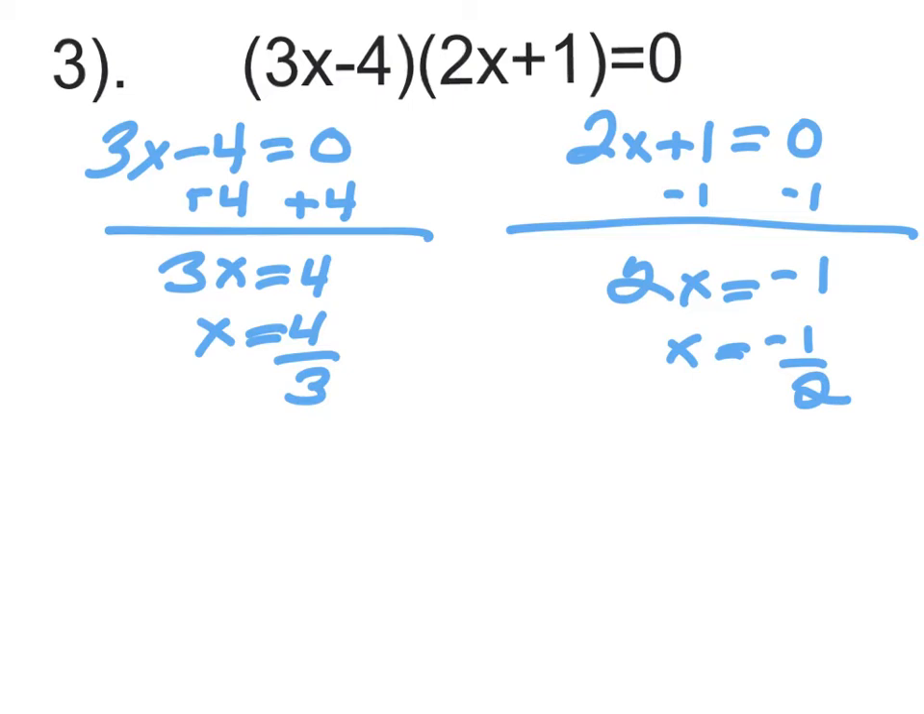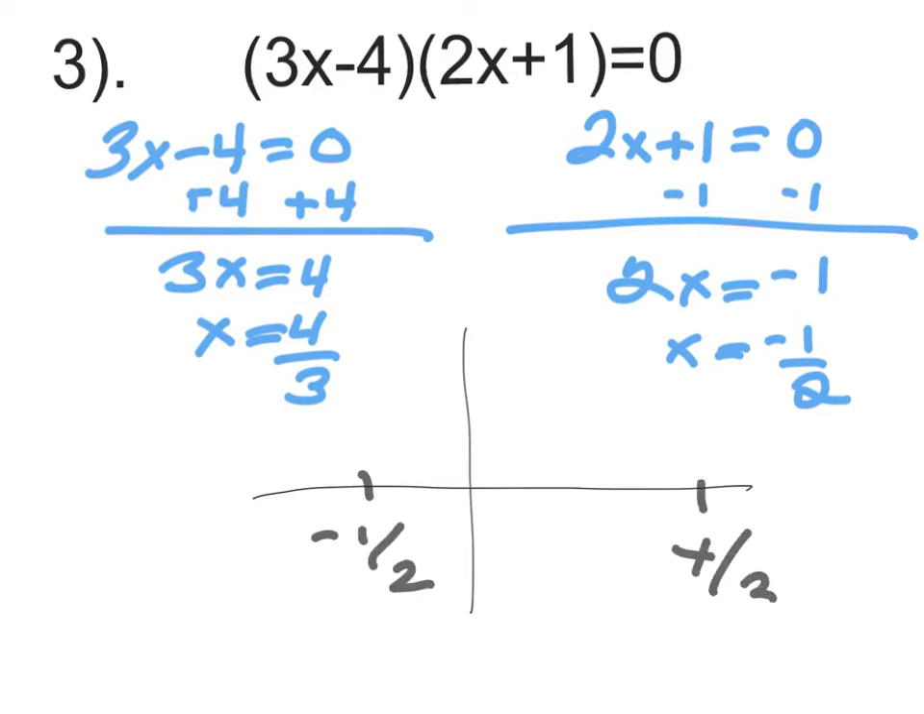So we see we have two values of x. So the function is equal to 0 when x equals 4/3, and when x equals negative 1/2. So if we were to graph that, and you could graph this on your calculator, what we would see is the value of negative 1/2 over here, and then the value of 4/3 over here. This is supposed to be a 4.